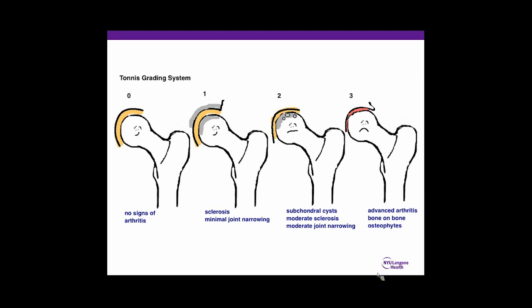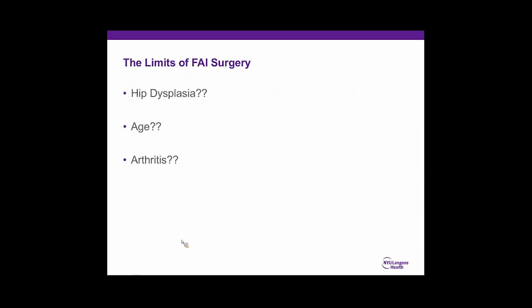As you know, insurance companies use this as a criteria for when to approve hip replacements and payment for hip replacements, with most of them demanding to see a Tönnis grading of 3 for hip replacements, which, as you'll see, is not always appropriate and many times actually isn't. So what are the limits of FAI surgery? We touched on hip dysplasia, and we touched on age, and we touched a little bit on arthritis.